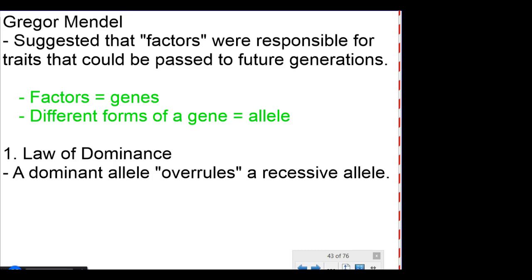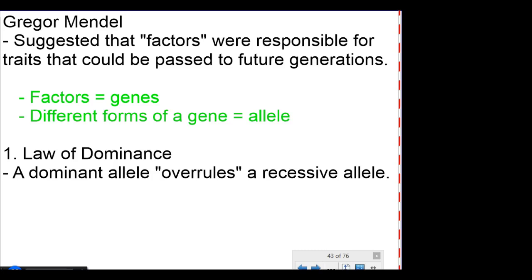We're just going to start off with simple inheritance patterns. They can get very, very complex. We're going to stay away from what we call linked genes, which means the expression of one gene is directly connected to the expression of another gene. We're just going to take a look at characteristics that are limited to one allele and track that. Okay.